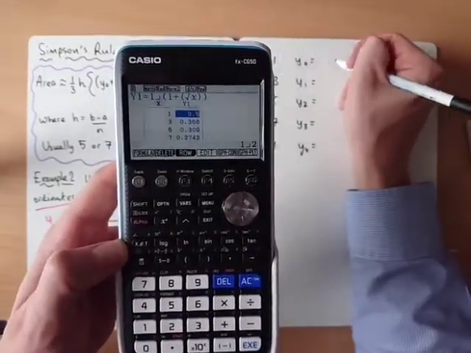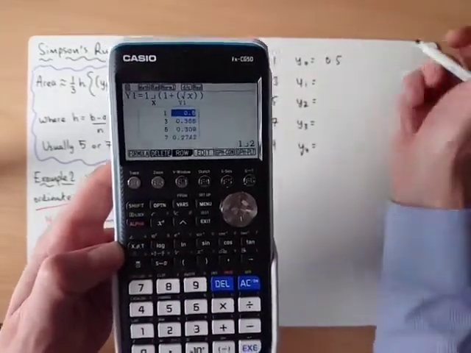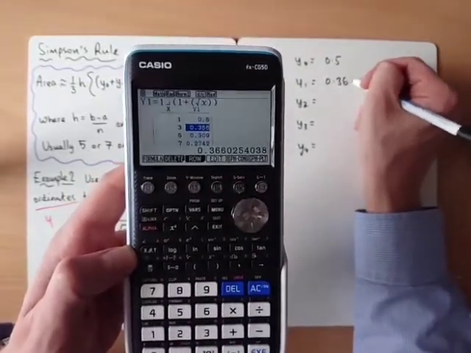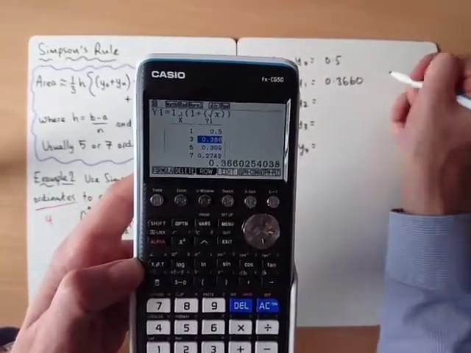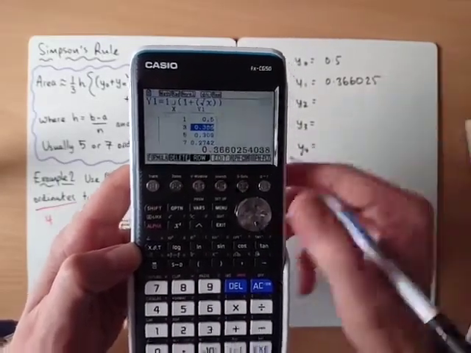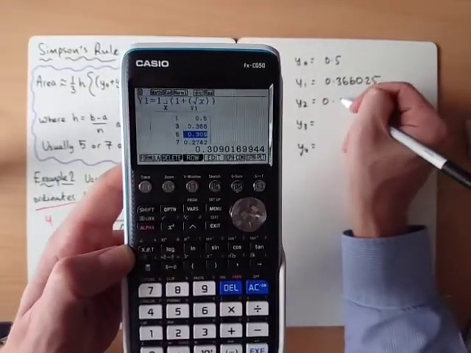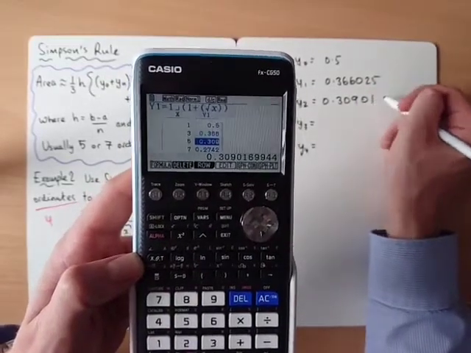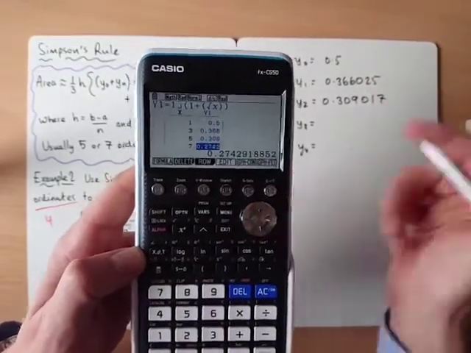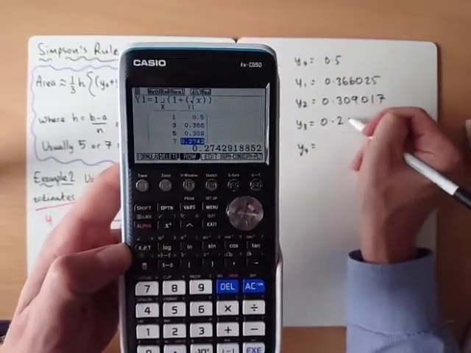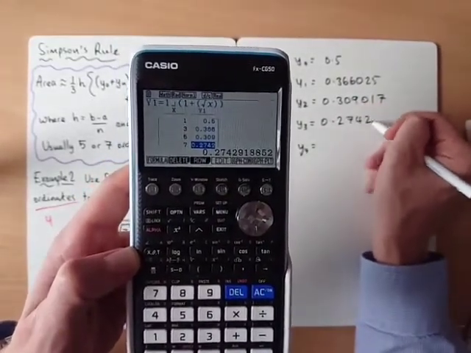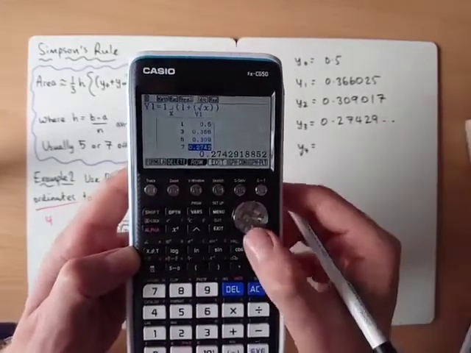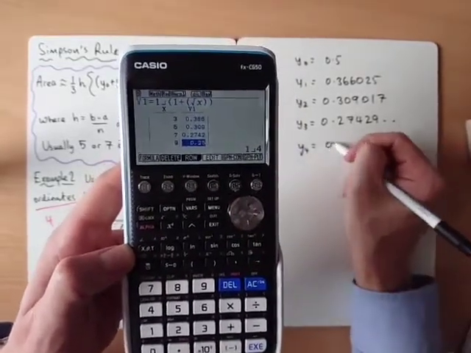Okay, so we're getting 0.5, 0.3666, 0.25, 0.3, 0.29, 0.27, and 0.25.